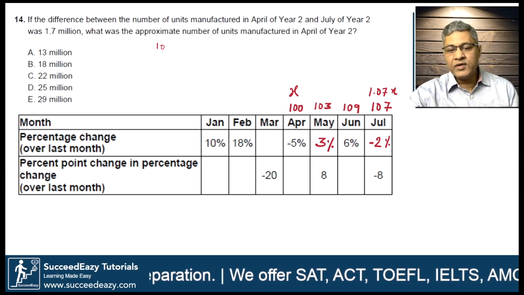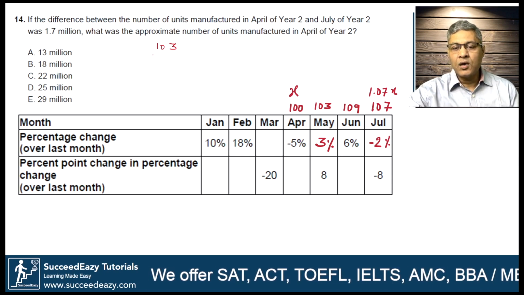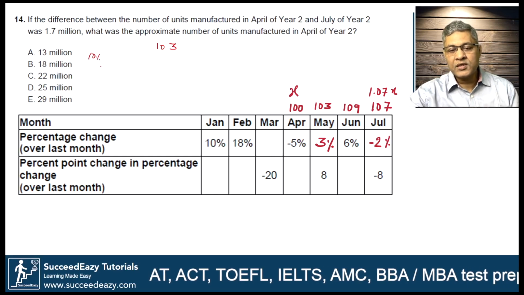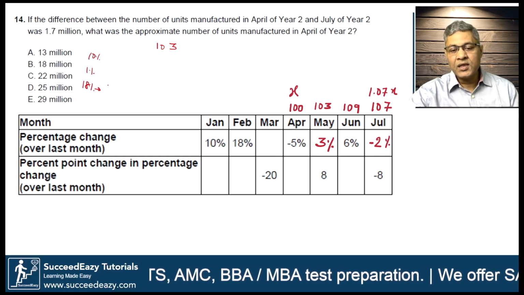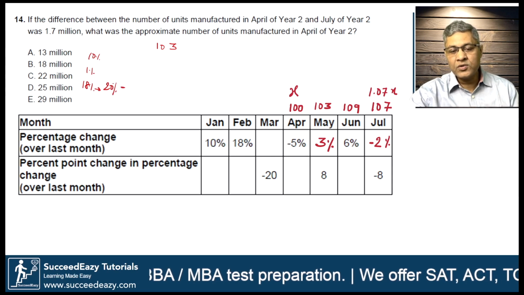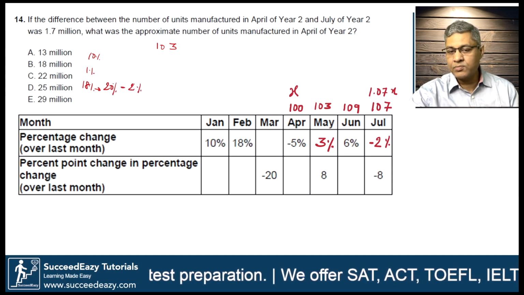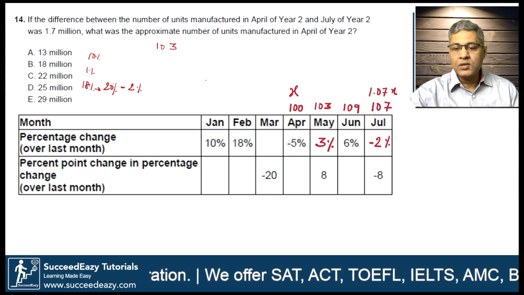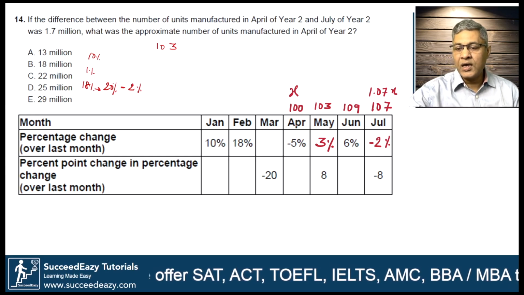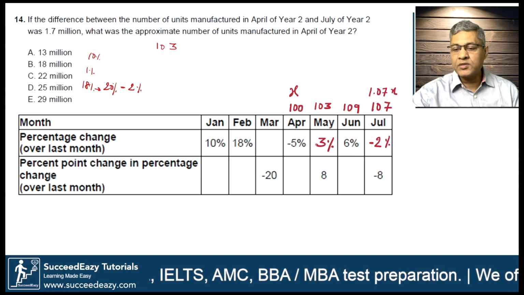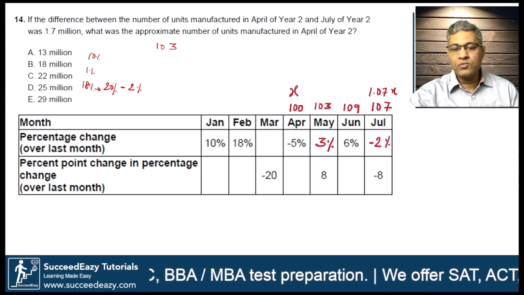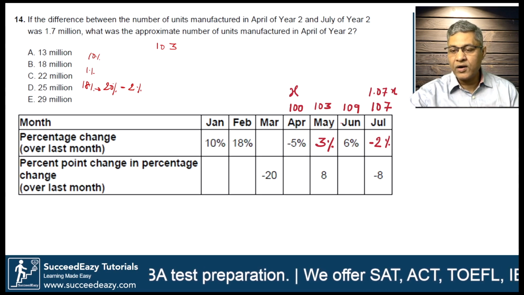Look, the easy way to handle percentages is to work on 10% and 1%. If you want to find 18%, let's say, then you find 20% and you reduce 2%. These are the simple tricks on percentages. So for 103, I have to add how much? I have to add 3%. Sorry, not May. May I have already found.